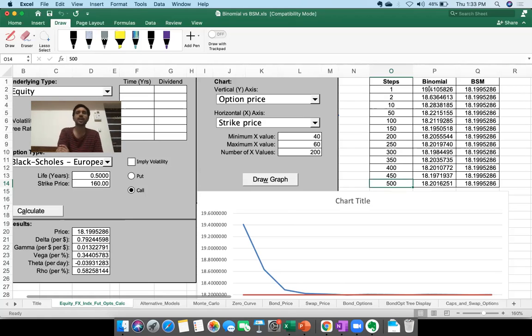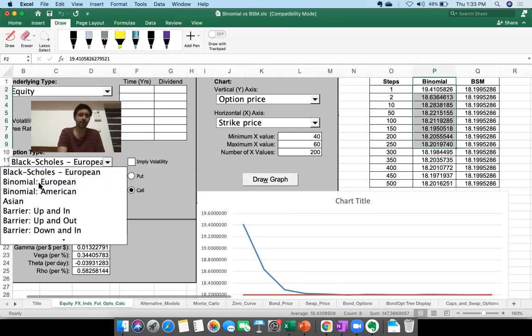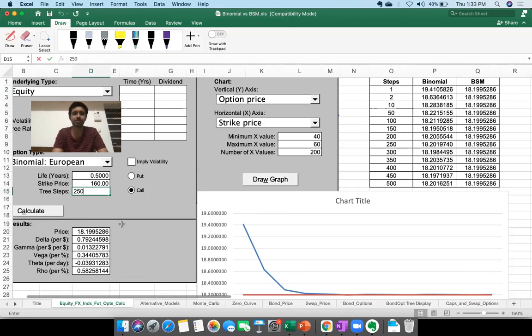I have plotted the answer that this calculator gave me for each binomial model, for each number of time steps. For instance, if I click on binomial European and set number of time steps to 250 and press calculate, the price it's showing is 18.2. Against 250, I pasted the same value of 18.2019. That is what I've done. The 1 period binomial I took from our Excel file because this calculator does not give me a one period binomial answer. So I plotted the answer for all such numbers of tree steps.